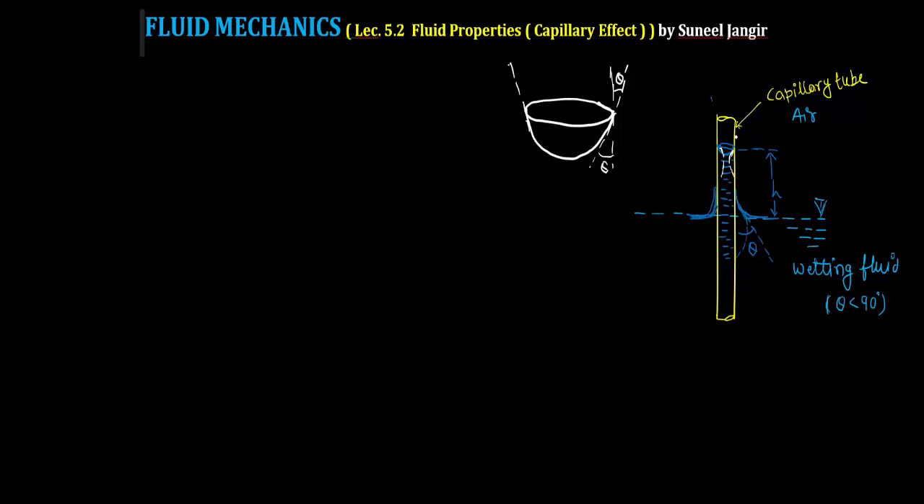Now, in this upper part there is also air and this is water, so this is also a free surface. So there is also surface tension, and as we know from our previous lectures, surface tension is a line force. So surface tension will act over the periphery of this concave surface, acting along this tangent.